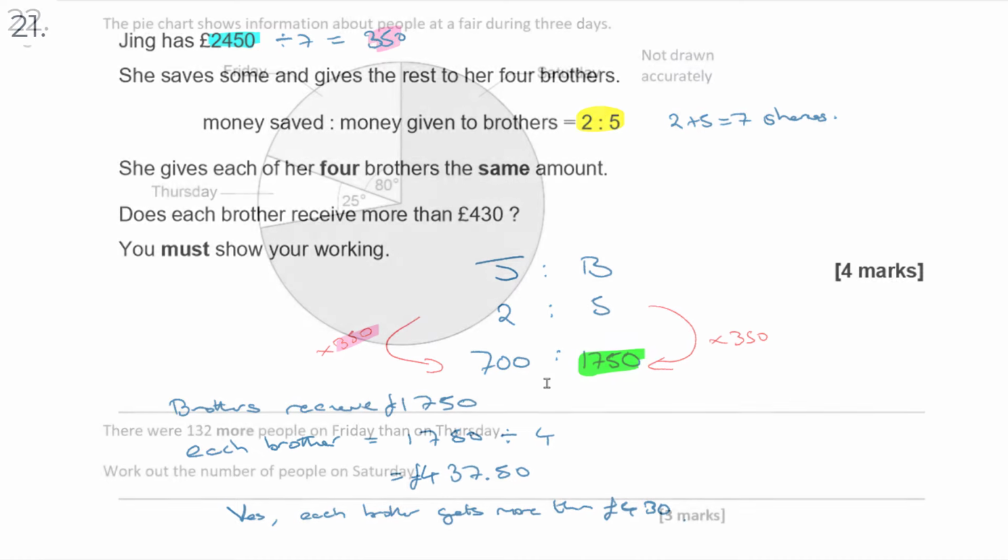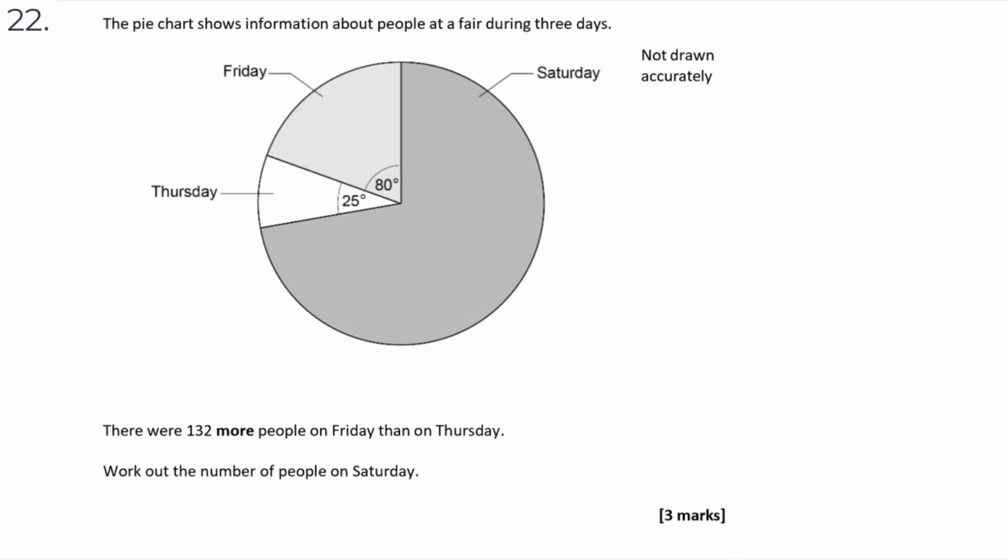Right, I think we're done. And the pie chart shows information about people at a fair during 3 days. Okay, and then it says over here not drawn accurately, so you're not going to be able to measure this with your protractor. But they do give us two angles inside the circle. We've got the Thursday amount represents 25%, Friday was 80%, and Saturday is the rest. Now it says there were 132 more people on Friday than on Thursday. Then work out the number of people there were on Saturday.